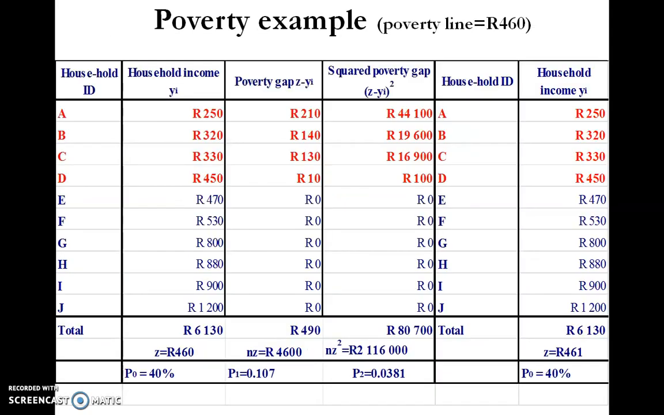Over here we have another example of a hypothetical society with 10 people who all earn a specific household income, and where you need to calculate P0, P1, and P2 when we tell you that there's a poverty line of 460. So I'm sure you can do this on your own, in your own time, easily.